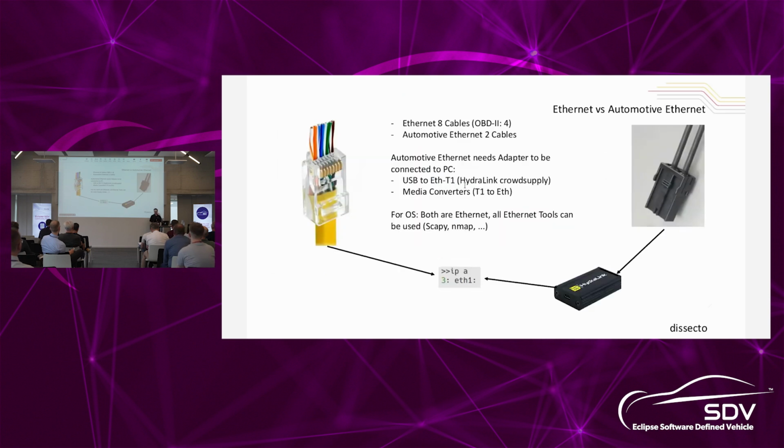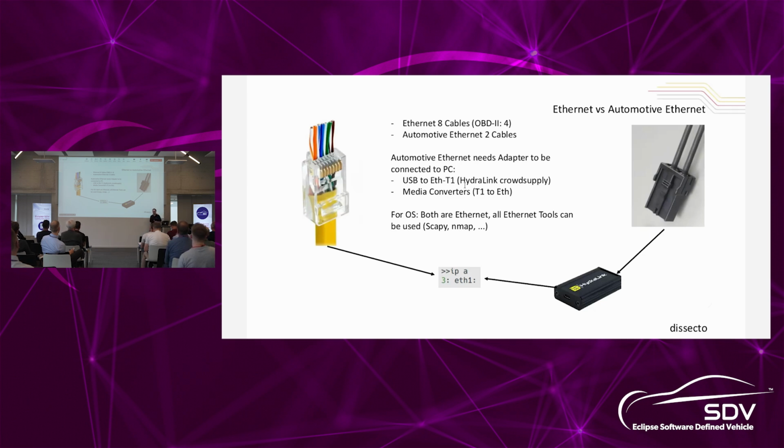First off, Ethernet versus automotive Ethernet. From a tester's view, there's actually no difference between Ethernet and automotive Ethernet. Ethernet is a different cable. Ethernet has 8 wires, or 4 if you plug OBD2 in. Automotive Ethernet has 2 wires. The physical layer is different.